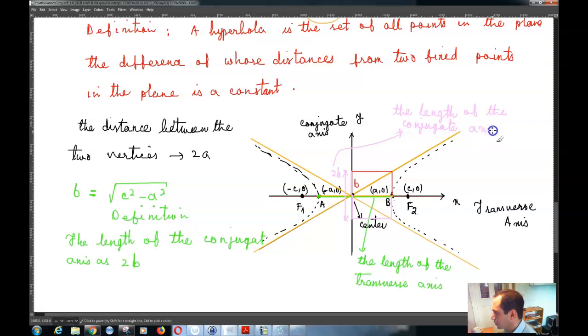Now, of course, you do not need to worry about calculating this thing because b is already given over here, so you can find this distance based on this formula. That's how they have defined it, and that's basically the whole story here.